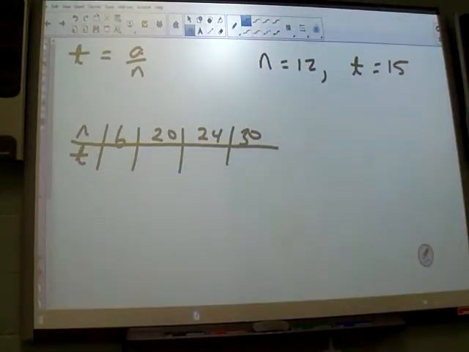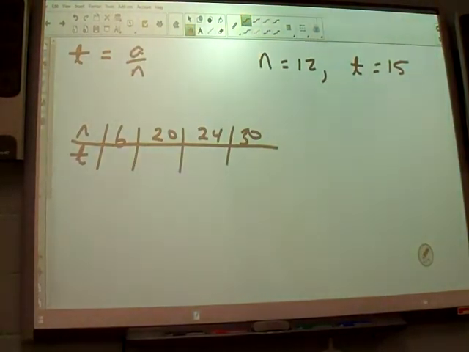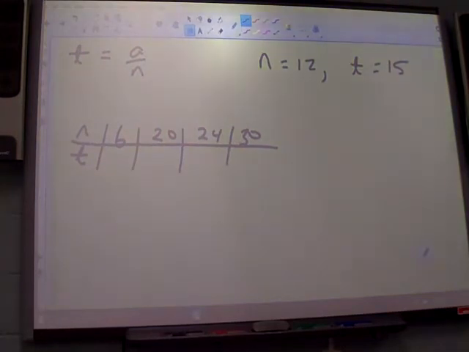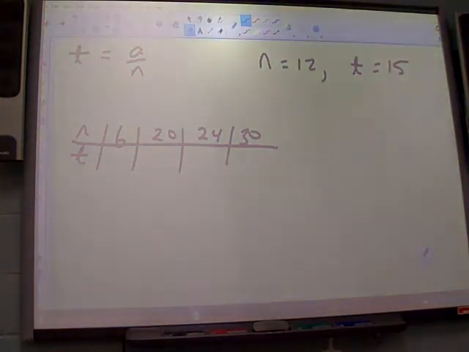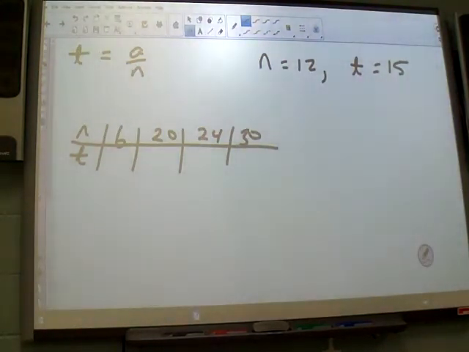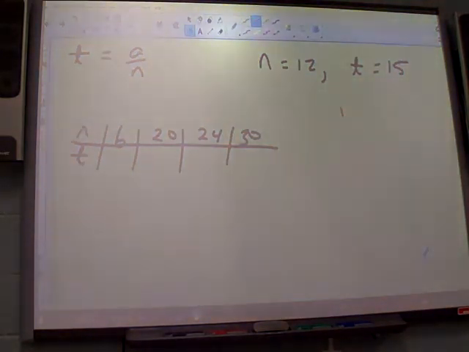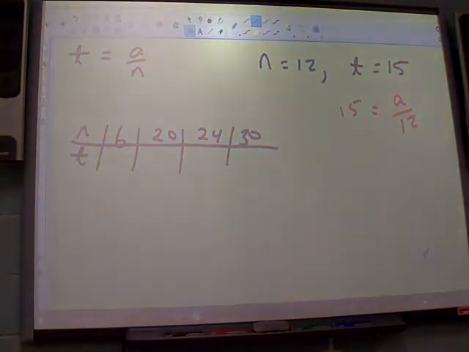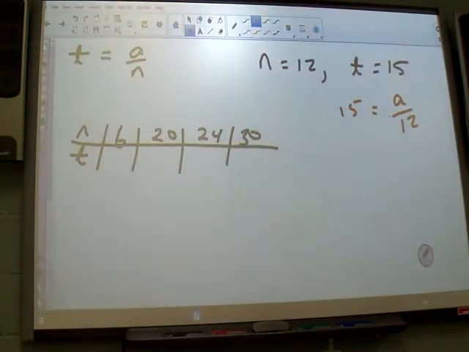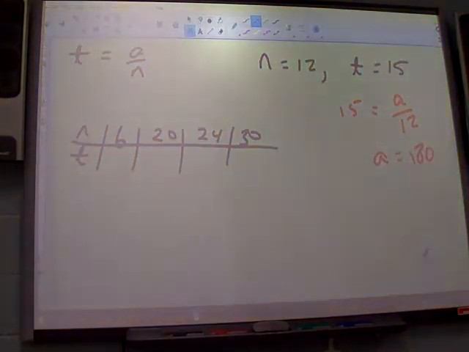Okay, so you can do this several different ways. You could use some common sense and figure it out, but I want us to figure it out based on our A. So can I use that 12 and 15 to find my A real quick? Yes, of course I can. I know that 15, that's my T, is equal to A divided by 12. So I multiply 15 times 12 gives me a constant of 180.